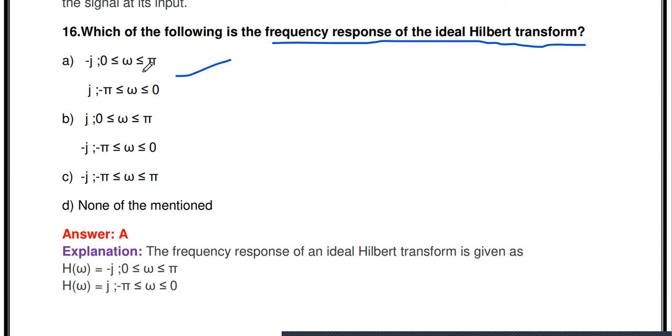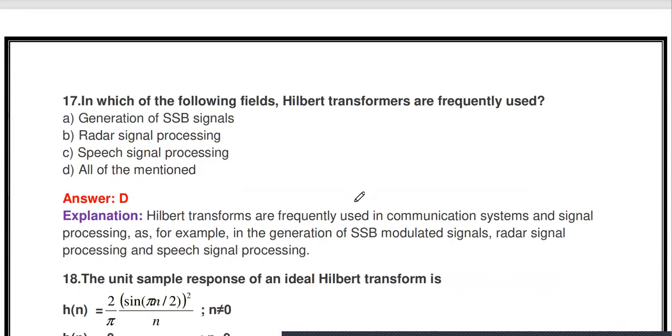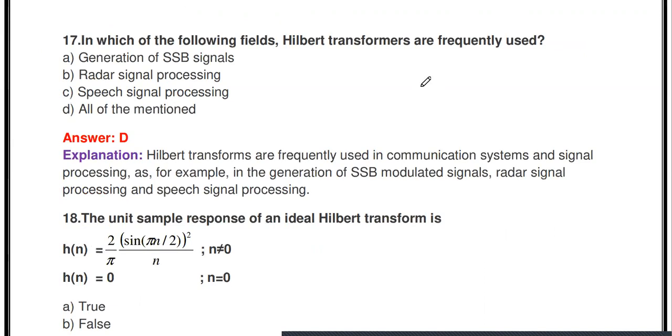For the positive frequency 0 to pi, the value is minus j. For the frequency minus pi to 0, it is plus j. So this is the frequency response HD of omega for the ideal Hilbert transform: minus j for positive frequency from 0 to pi, plus j for the frequency between minus pi to 0. This is the Hilbert transform. Its use is that it can introduce a 90-degree phase shift to the input signal.